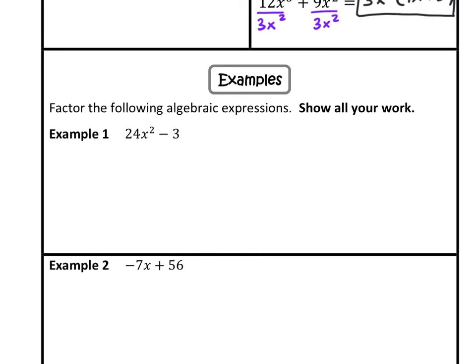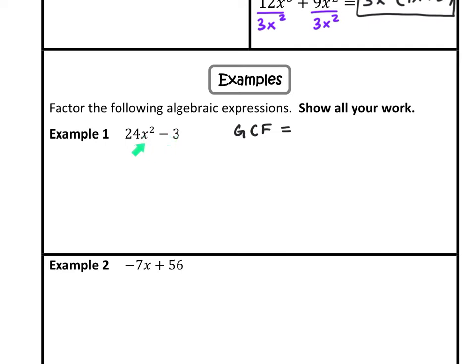Okay, so let's look at this first example. This first example says, factor the following algebraic expressions, show all your work. Okay, so we're going to factor, but we need to find the GCF, the greatest common factor. So we're only working with these two terms, right? 24x squared and negative 3.